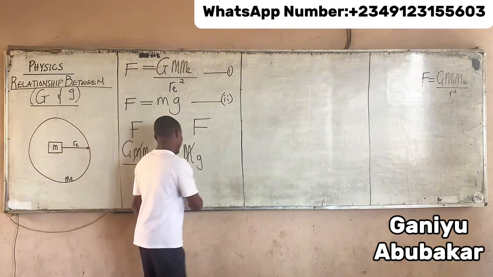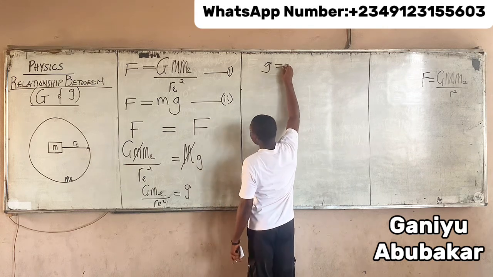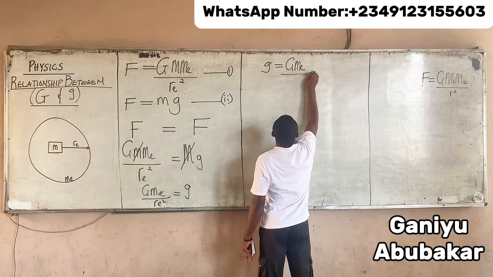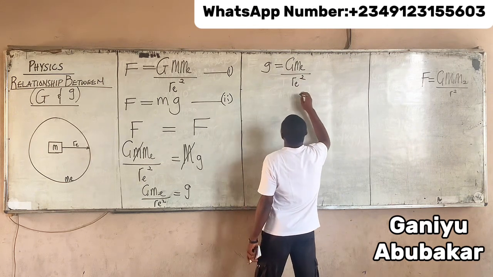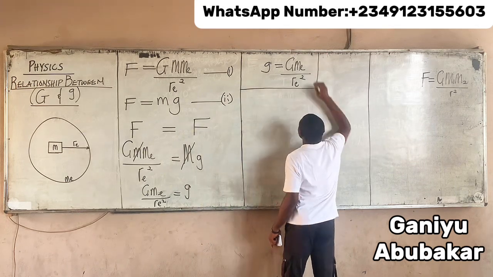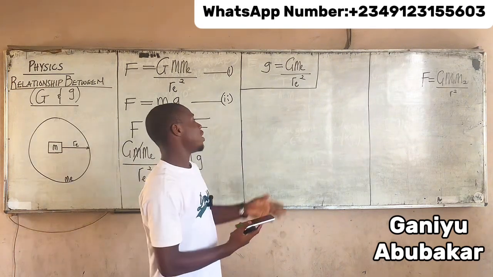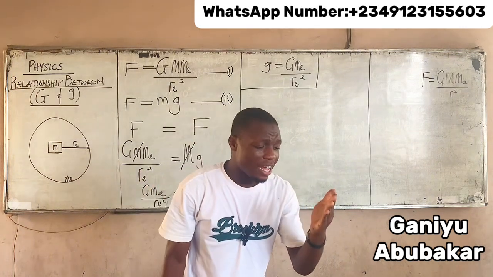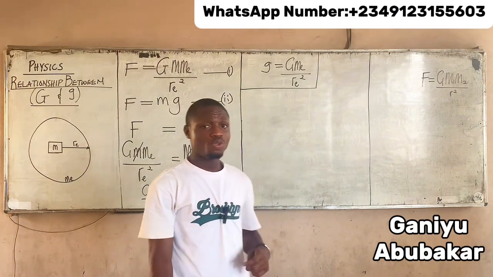In essence, small g is equal to G ME over RE squared. This formula is known as the relationship between capital G and small g. That is, this formula is known as the relationship between the universal gravitational constant and acceleration due to gravity.